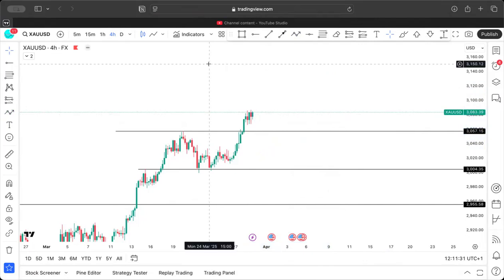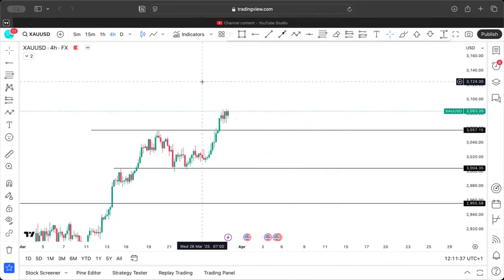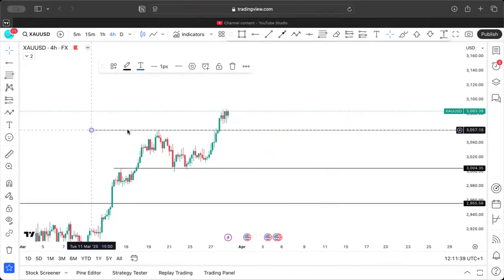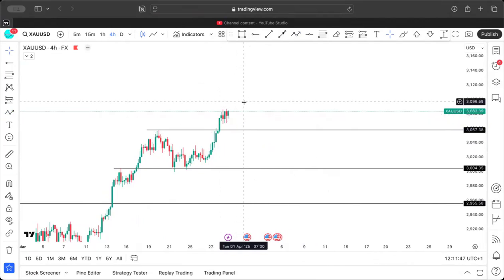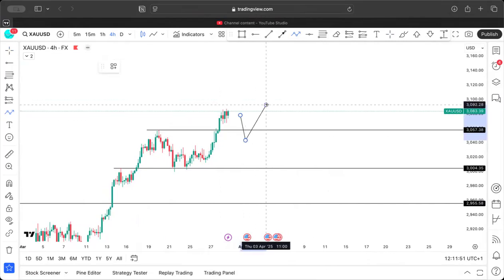I'm not thinking about selling gold. I'm not going bearish on gold anytime soon. I am super bullish on this commodity. So we have a new high here now. We should be waiting for the pullback to capitalize on this move. So on gold, I'm waiting for a pullback.